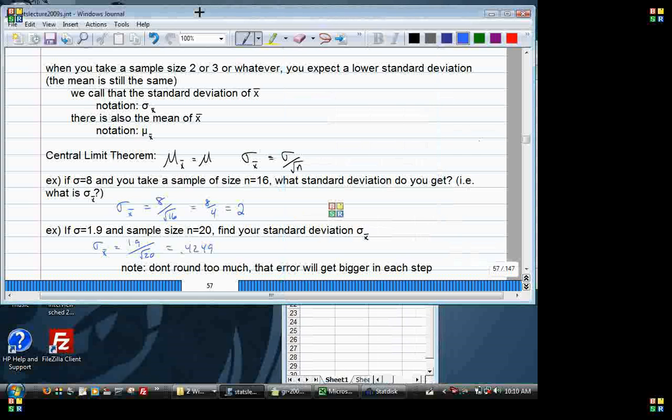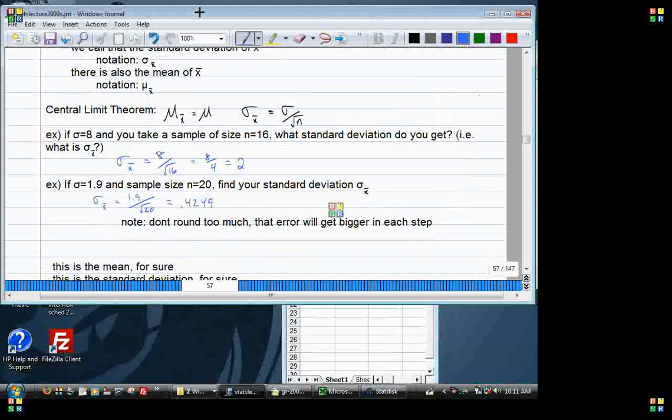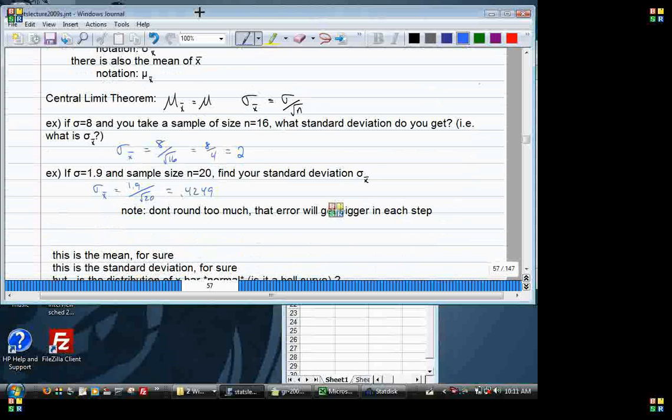So what we see here is that when we take a sample, we're going to assume that we know the mean for the population, and we assume that we know sigma, the standard deviation of the population. So we now know how to find the mean when we take a sample. When we take a sample, we know how to find the standard deviation.